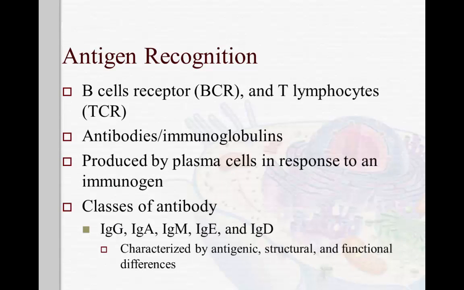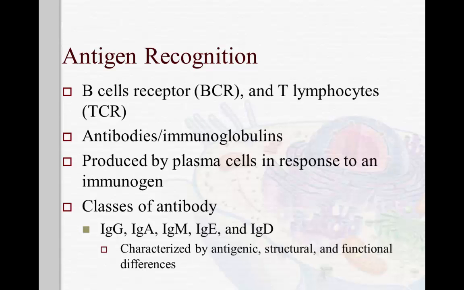Now for recognition, remember that the antigen cannot attack directly. They have to be presented. They have to be recognized by the immune system first in order to develop an immune response. So B cells have receptors as well as T cells have their own receptors, and they will create an immunological response and the production of antibodies, which again, antibodies are called immunoglobulins.